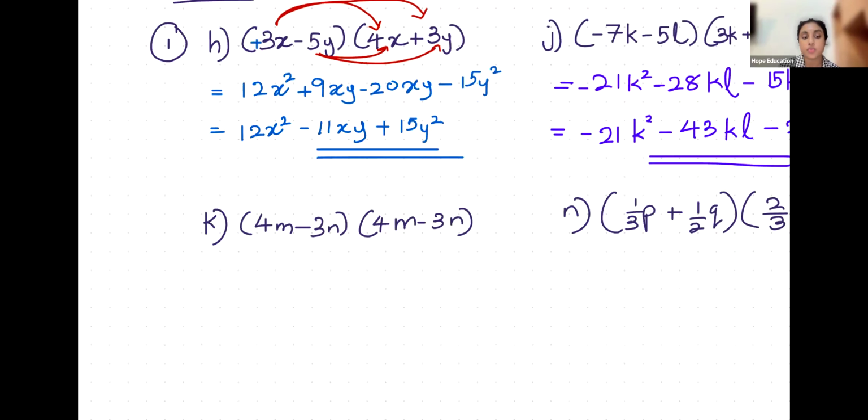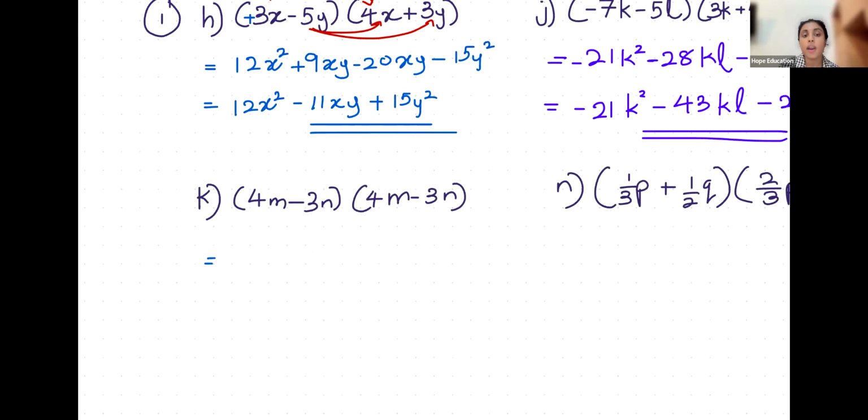Now let's come to this one. 4m multiplied by 4m. 4 times 4 is 16. M times m is m squared. Plus times plus is plus. Then 4m multiplied by 3n. 4 times 3 is 12. M times n is mn. Here plus, here minus. Plus times minus is minus.